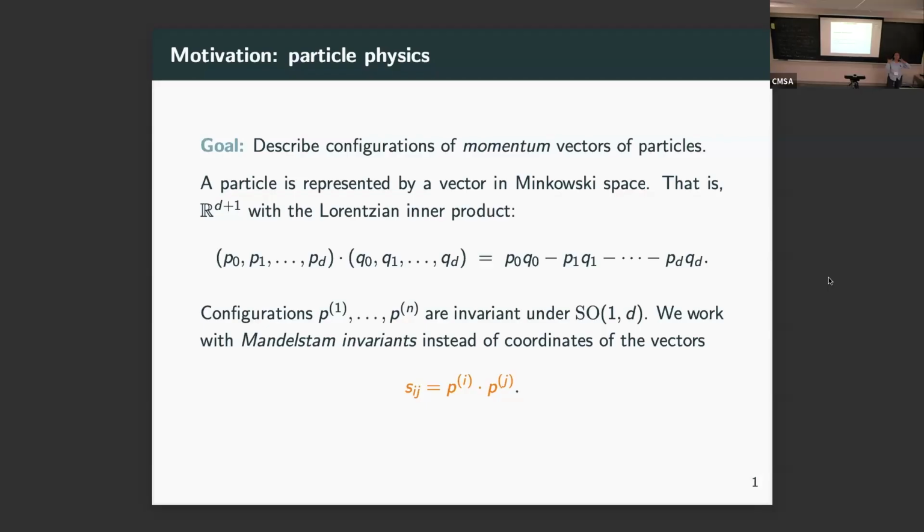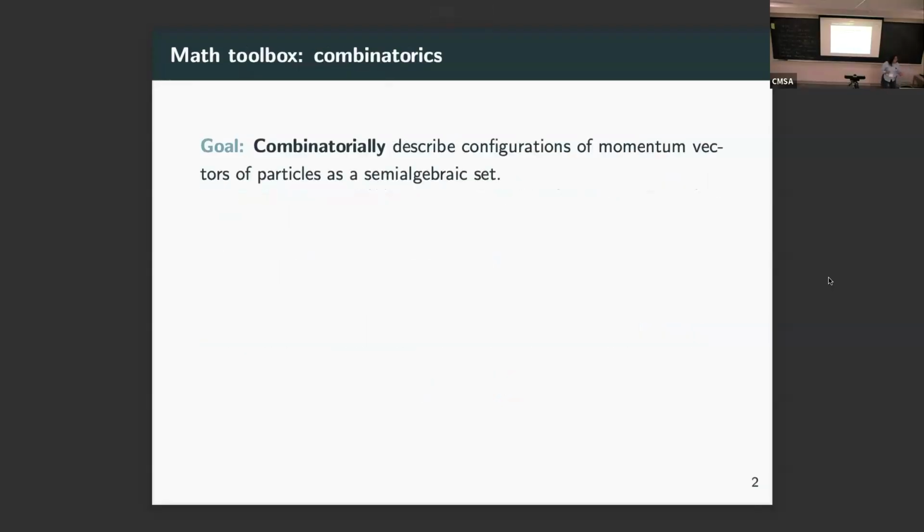Think of them as invariants under rotation. And so really, instead of working with the coordinates of the vectors, we want to work with their Mandelstam invariants, which are their pairwise inner products with respect to this Lorentz metric. Okay, and the toolbox that we want to use from math is a little bit of combinatorics. And so we want to combinatorially describe these configurations.